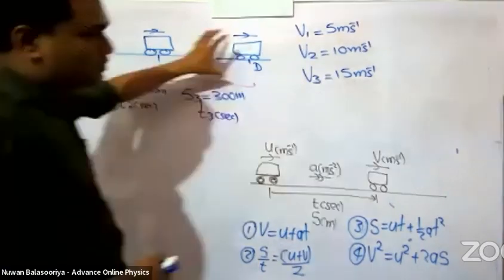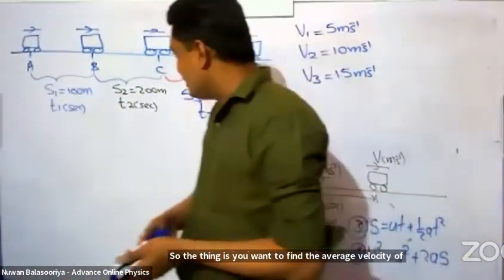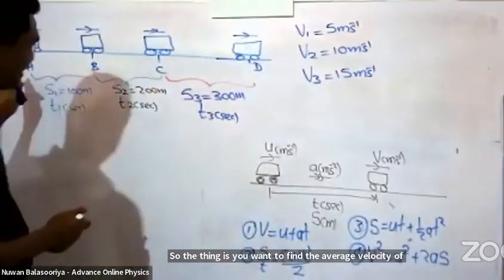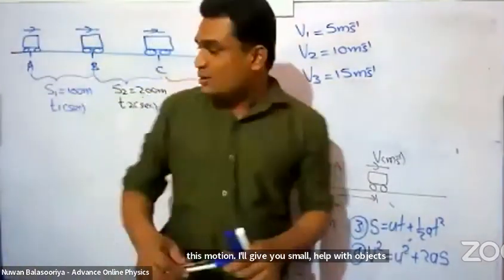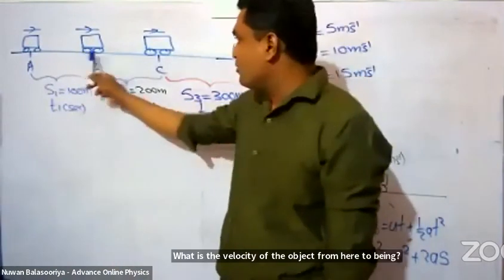So the thing is, you want to find the average velocity of this motion. I'll give you a small help there. Objects moving with constant velocities. What is the velocity of the object from A to B? 5 meter per second. Velocity of the object from B to C?